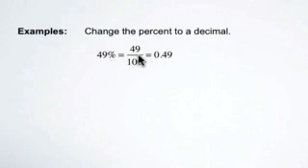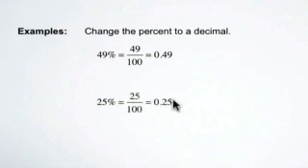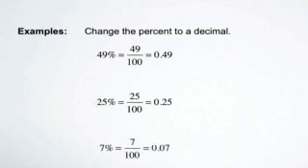So 49% means 49 compared to 100. Divide 49 by 100, move the decimal back 2 places, so it's 0.49. So to change a percent to a decimal, we're dividing by 100, moving the decimal back 2 places. 25% divide by 100 is 0.25 or 25 hundredths. 7% divide by 100, move the decimal back 2 places.